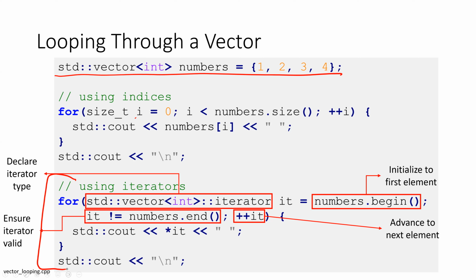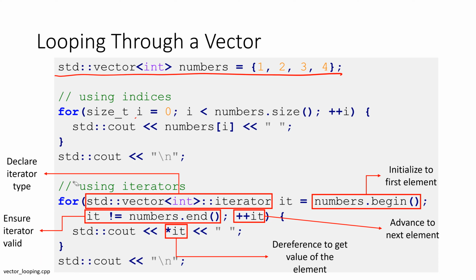Okay, and every time through the loop, I'm going to dereference the iterator to get the element at that point, and I'm going to print it out. It'll generate the exact same output as the loop above. It'll be the same speed. So these both are going to compile to basically the same machine code and run at the same speed, generate the same output. Which one do you like better?